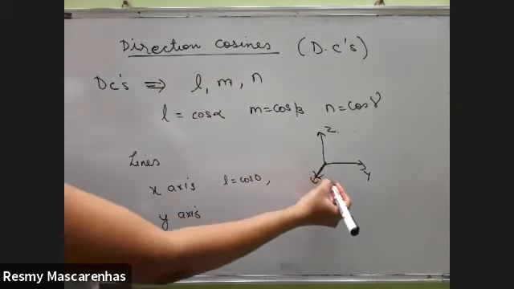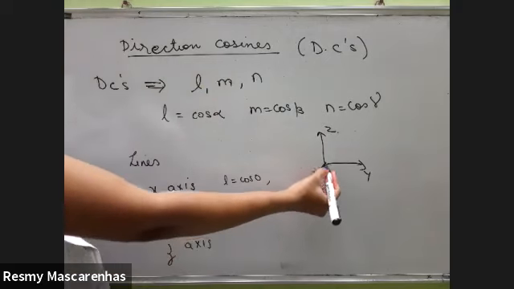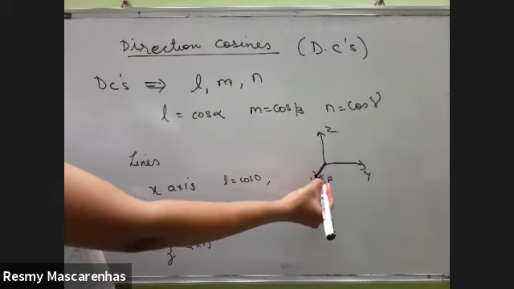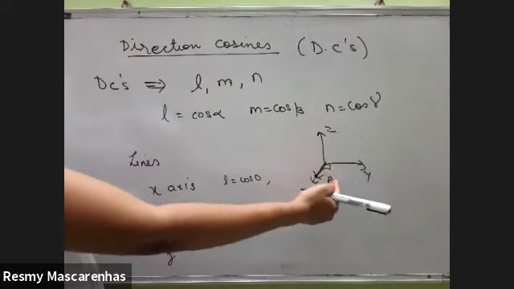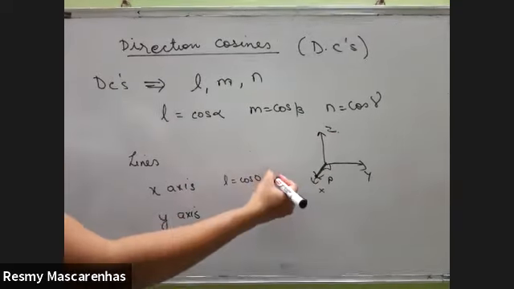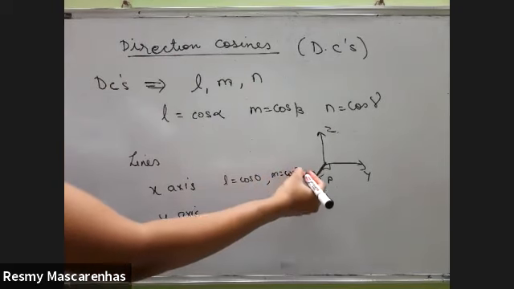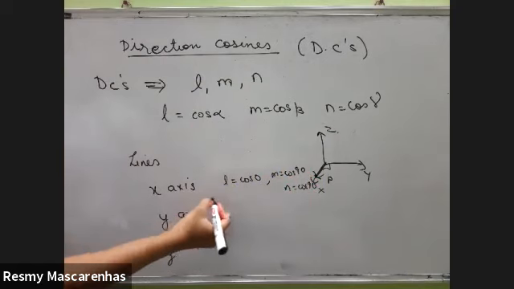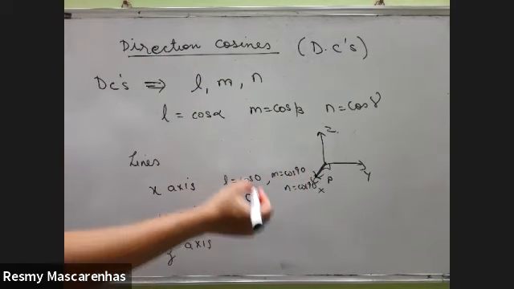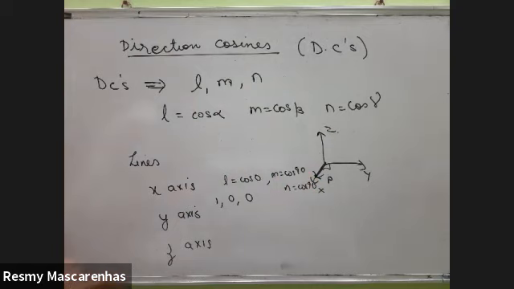We are considering the point P on this line. So here the angle is 0, between y and P it is 90 degrees, and in the same way between z and P it is also 90 degrees. So M will be cos 90 and N will also be cos 90. So the answer will be 1, 0, 0. These are the direction cosines of the x-axis.